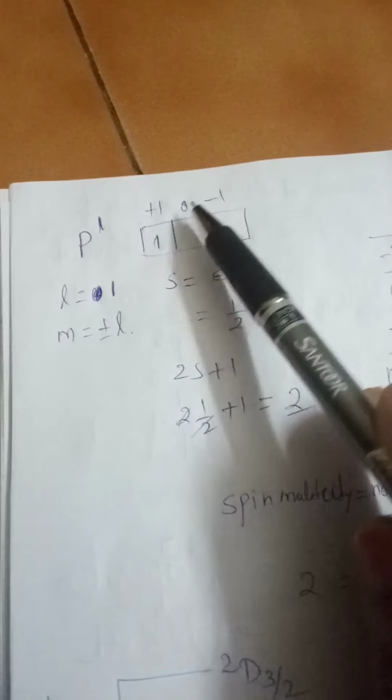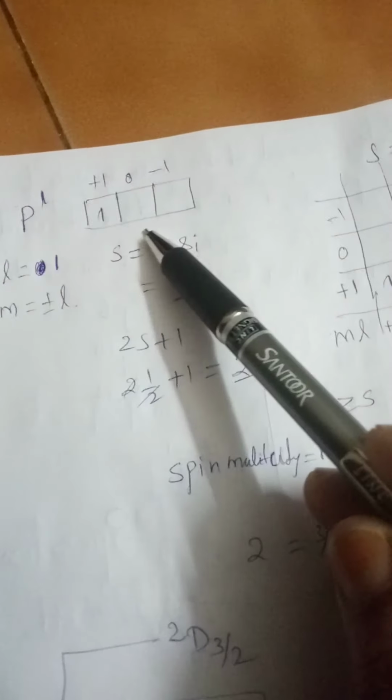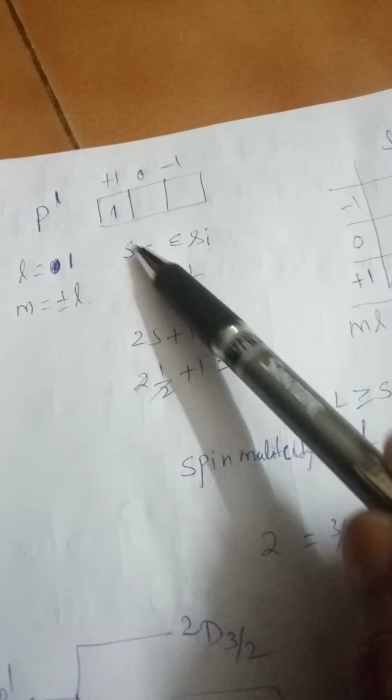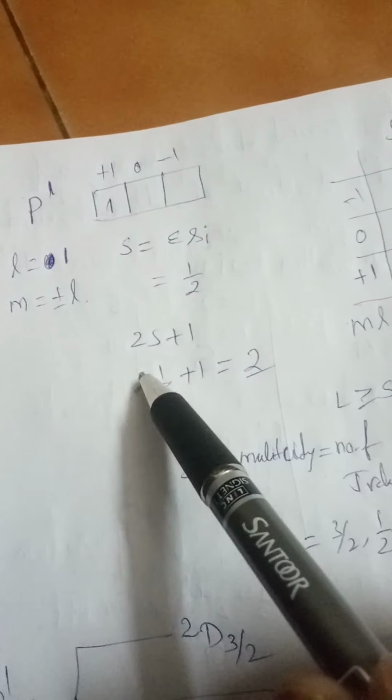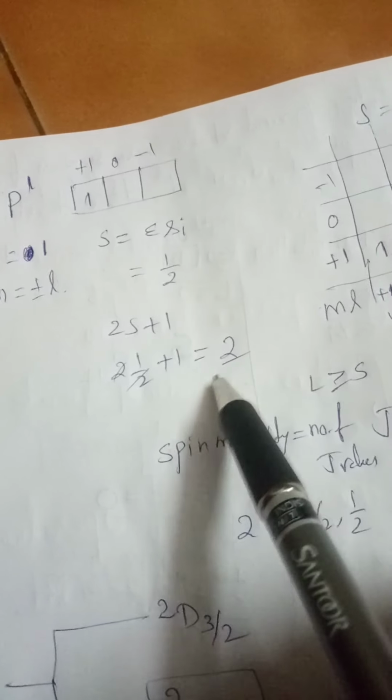Again we calculate the p1 and p2 configurations. For p1 we put 1 electron among plus 1, 0, minus 1: 1 electron into plus 1. So again the L value is 1. Again the S value is the sum of spins; only 1 electron is there, so you can write plus half. Based on the S value we can calculate 2S plus 1. Many people write this as the S value, which is wrong. It is the spin multiplicity based on the spin value only. So 2 times 1 by 2 is 1, and the spin multiplicity here is 2.